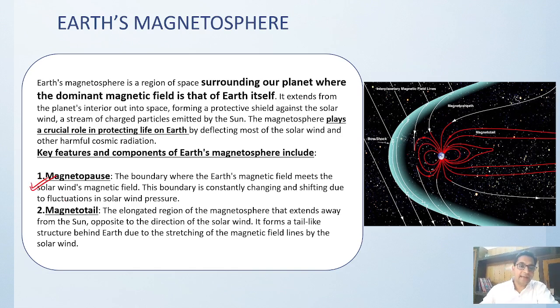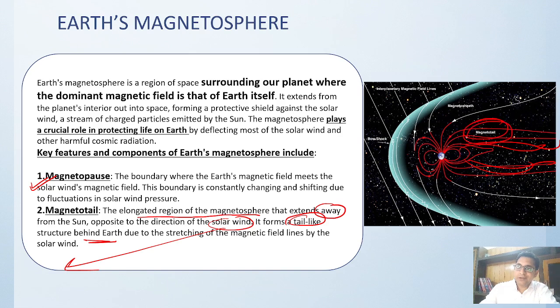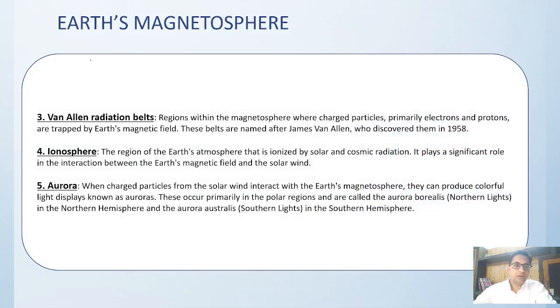Then magnetotail. This is an elongated region of the magnetosphere that extends away from the sun, opposite to the direction of the solar wind. That means where the solar wind is going, it is opposite to that direction. It is like a tail behind the earth. You can see the magnetotail, right? Behind the earth, these are the magnetic field lines stretched by the solar winds.